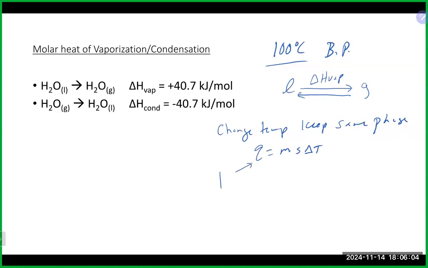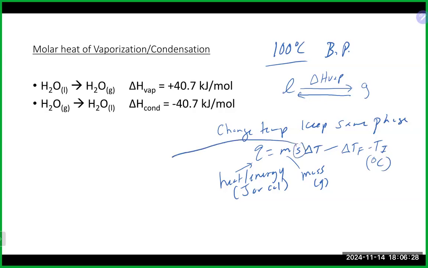Q, by the way, is heat, our energy, and that's joules or calories. M is mass, which is grams. Delta T is the final temperature minus the initial temperature. And it's one of the few temperature values in chemistry that usually stays in degrees Celsius. It doesn't actually get converted. And the reason for that is S. Some people use S, some people use C for it, some people use SH. I don't know, it depends on who you take. That's what's known as the specific heat capacity.